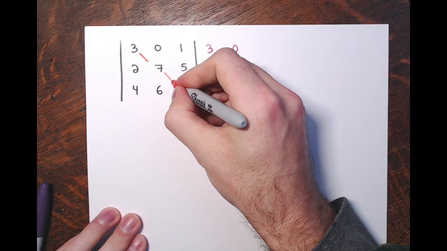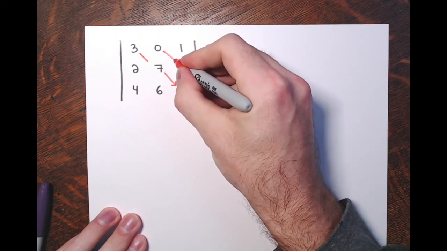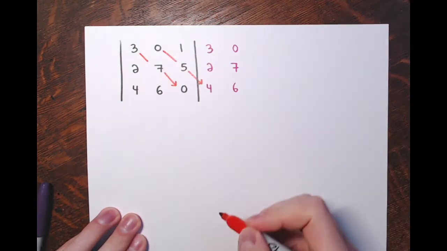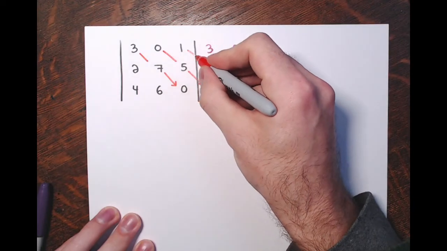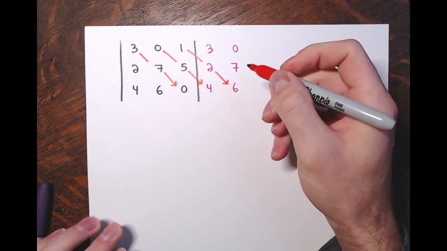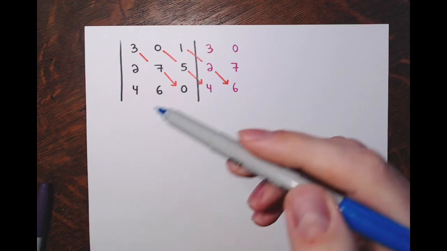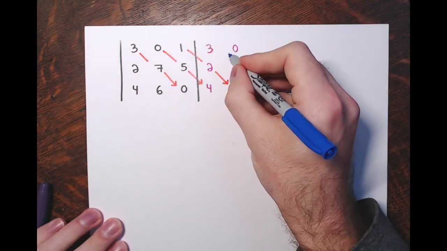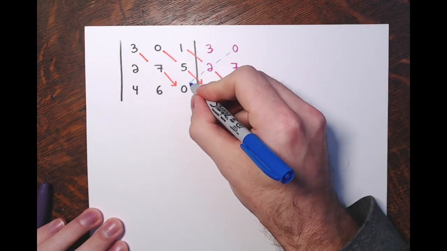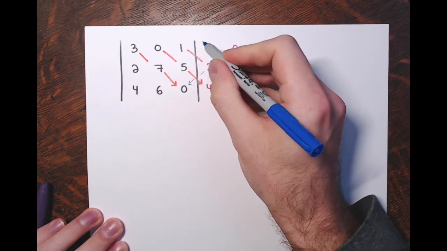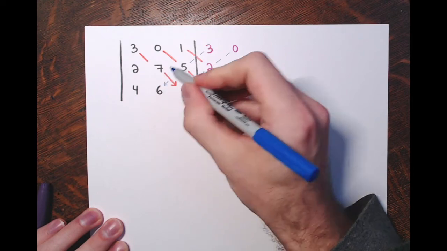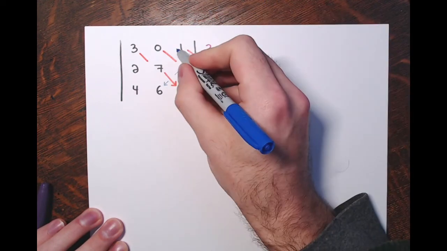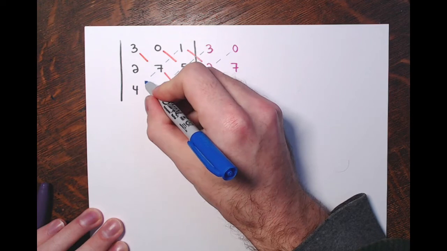3 times 7 times 0 plus 0 times 5 times 4. The nice thing is that there's some zeros in this to make the calculations a little easier. Plus 1 times 2 times 6. And then we will subtract 0 times 2 times 0, minus 3 times 5 times 6, and then minus 1 times 7 times 4.